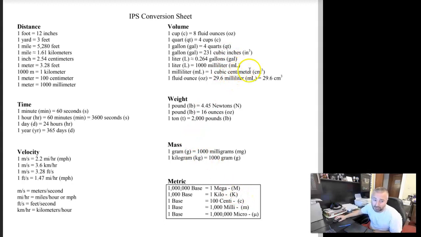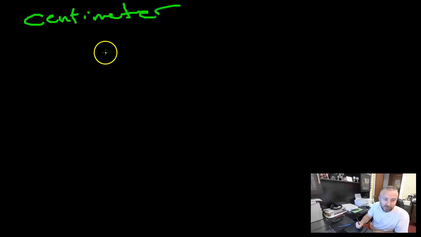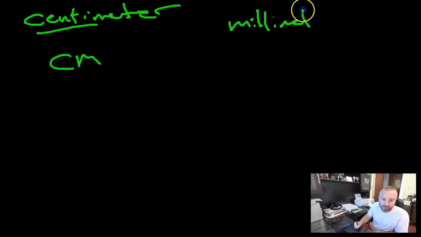So, for example, instead of centimeter, I've lost my marker. There we are. Okay. Instead of centimeter, centi, the prefix, would be C, meter would be M, and that's where we get CM. Or with millimeter, the prefix of that is a lowercase m, and that is mm.